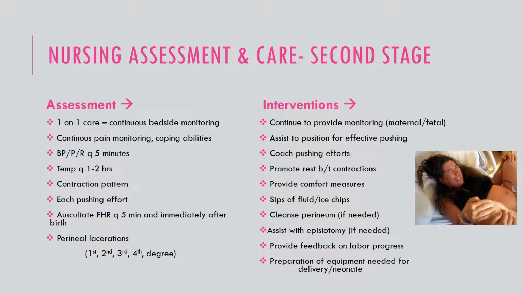And we're going to observe and assess for any signs of perineal lacerations, and those can occur in different degrees. You can have a first, second, third, or fourth degree. A first degree is a very small laceration in the perineal area, and it goes all the way to fourth degree, which means that the perineal area has lacerated all the way from the vaginal opening through to the rectum. So that is very bad.